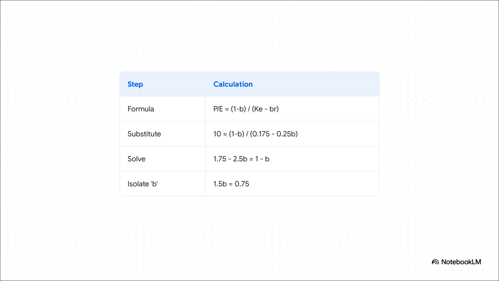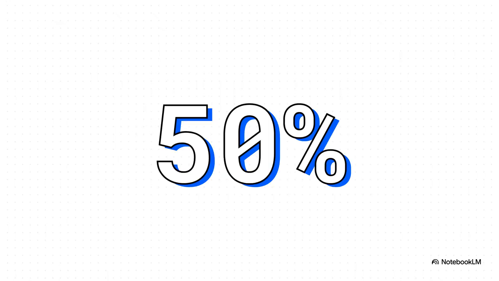It's the exact same process, but we're just plugging in our new numbers. Our target PE is now 10, and the really crucial change is that K is now 0.175. We substitute those in, and we solve for B one last time. 50%. Now this is really fascinating. Because investors now require a lower return, the company can actually achieve a solid PE of 10 while retaining less of its earnings. It gives them so much more flexibility. They can even afford to pay out more of their profits as dividends.